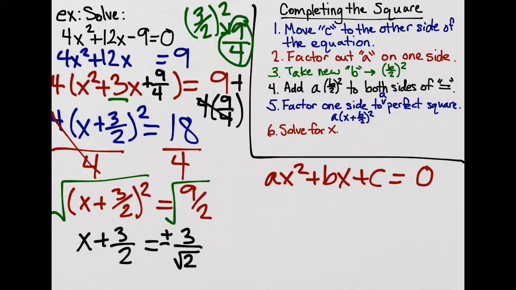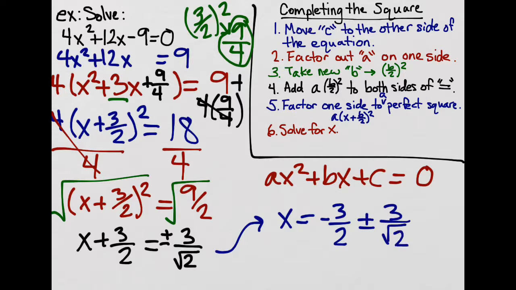So then we can just subtract both sides by 3/2 to solve for x. So if we take that over here, we'll get x equals, and then I'm going to put the negative 3/2 first, plus or minus 3 over square root of 2.